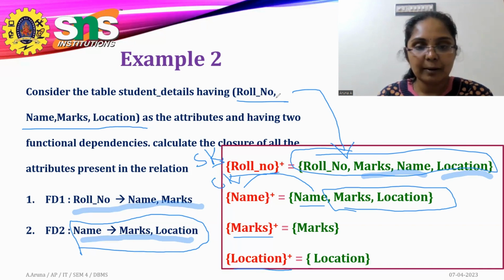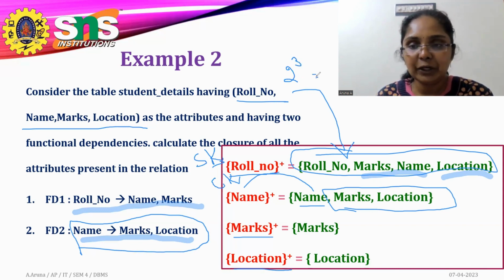So how many super keys are there? Leave the roll number; by combining with the roll number, everything becomes a super key. So the remaining elements are 3, so 2 to the power of 3. What is the value of 2 to the power of 3? 2 into 2 into 2, so 4, 4 into 2, so totally 8 super keys are present and only 1 candidate key is present over here.